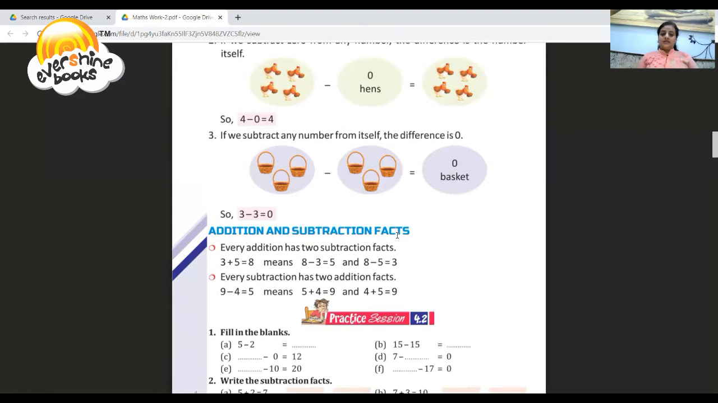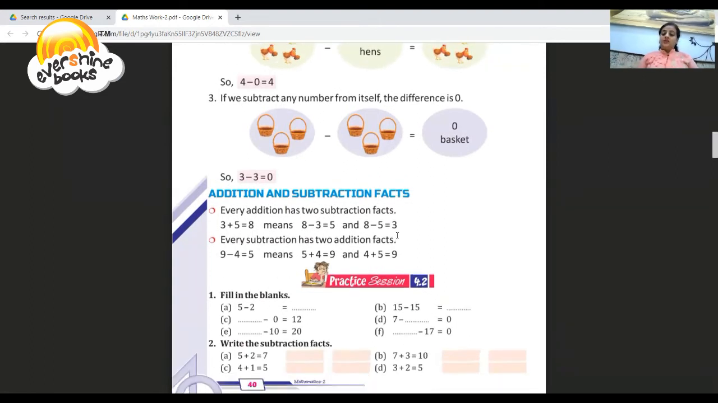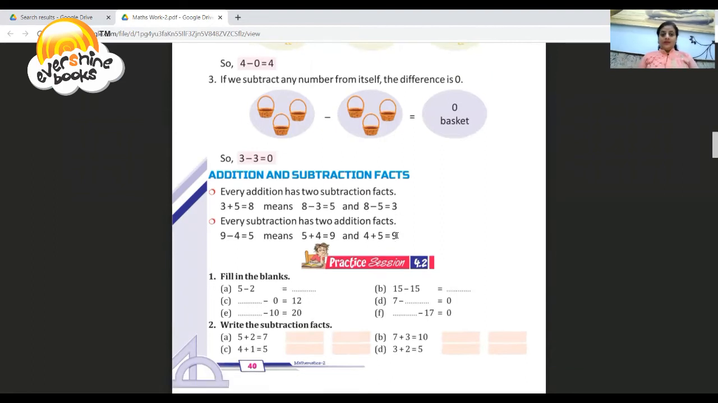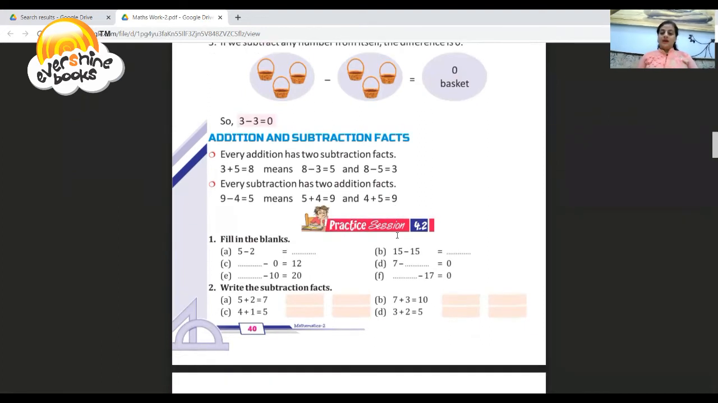The number will come itself. 4 minus 0 is 4. The same number. 3 minus 3 is 0. If the number is the same, if we subtract any number from itself, we are subtracting the same number, and we always get 0. 3 minus 3 is 0.